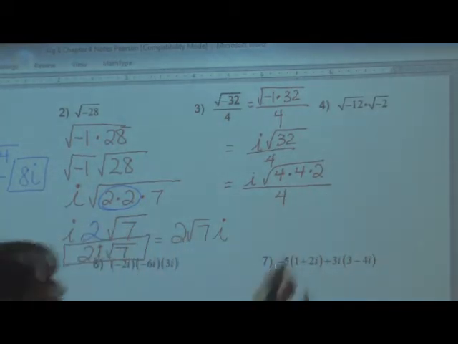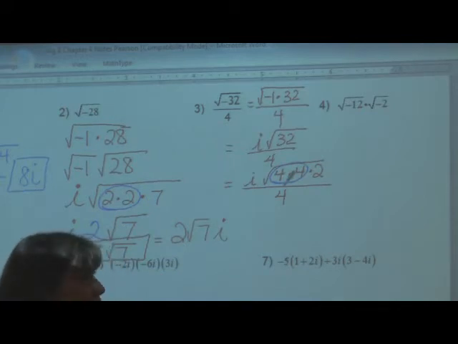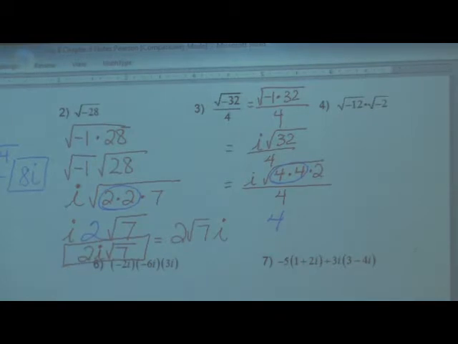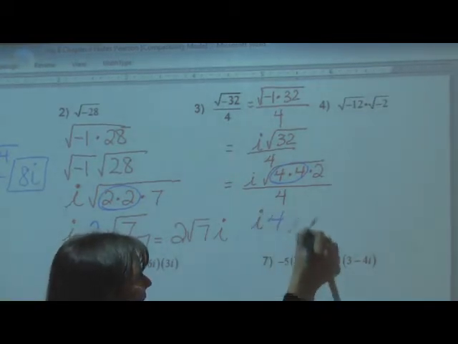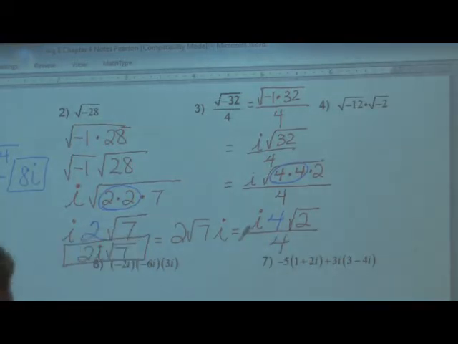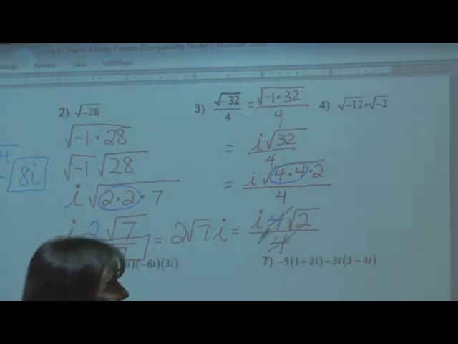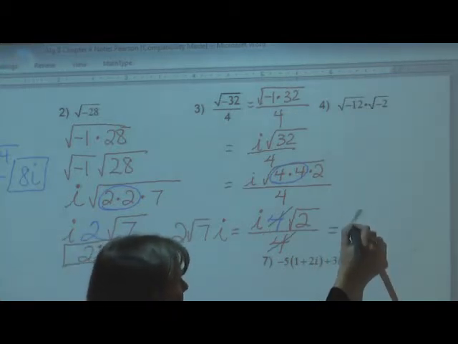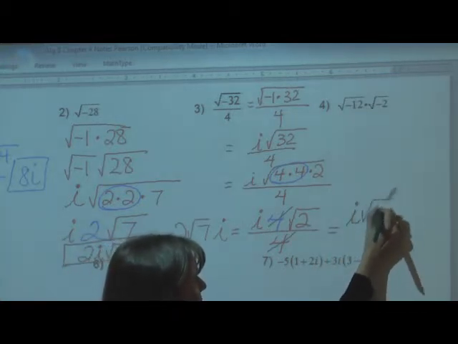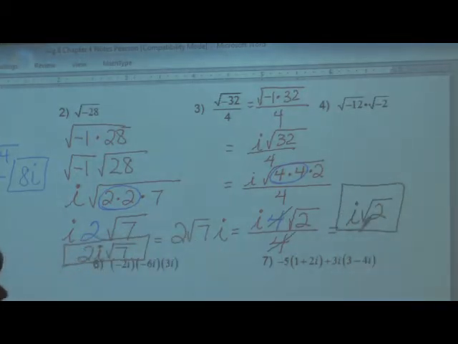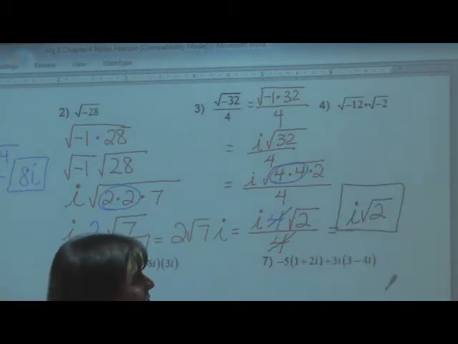Now remember, for every 2 things that are the same under the radical, we get to bring it out normal once. So I am going to bring my 4 out. I've got an i, and the radical 2 is still locked up underneath the radical sign. And of course, hopefully you can see that these two 4's are going to cancel. So that would bring me to my final answer, which is i square root of 2 over 1, or just i square root of 2.